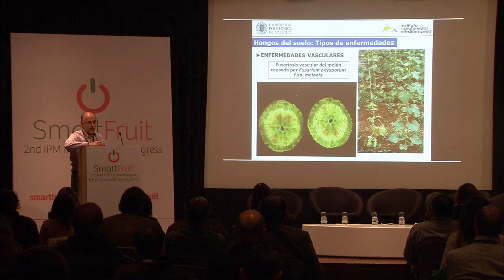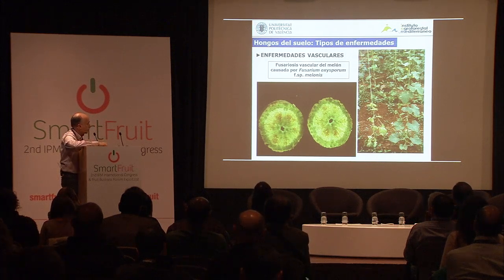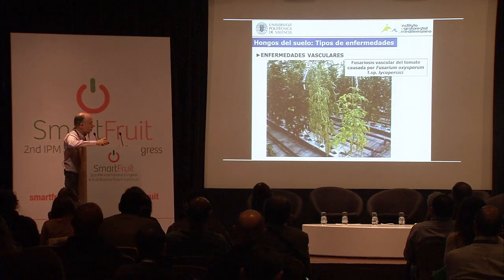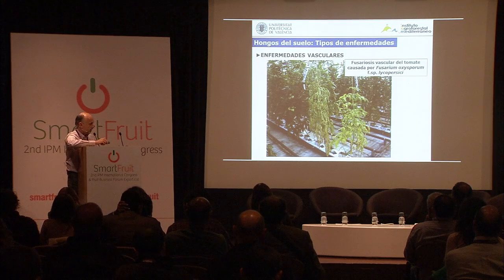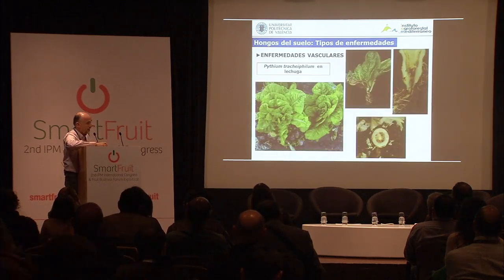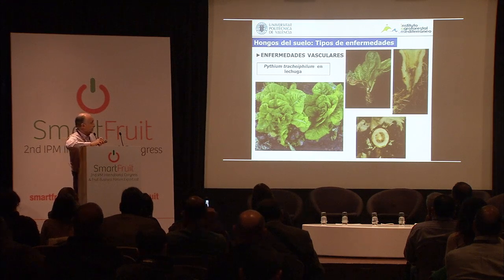We have another example of vascular disease, Fusarium wilt in melon, but it is also present in many other crops such as tomato, watermelon, and so on. There are also examples of new vascular diseases.